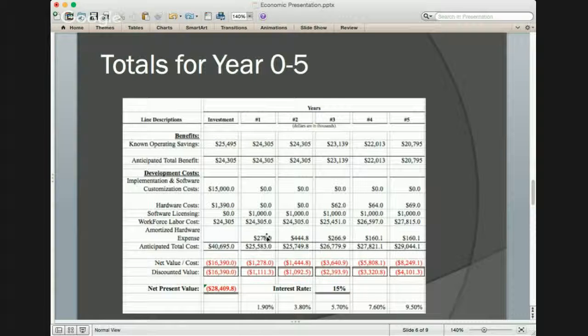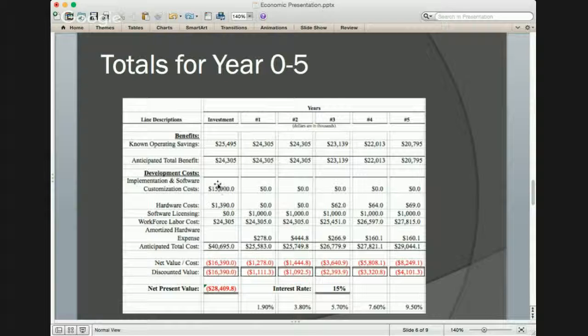The amortized hardware expense, so this is accounting for depreciation. As we go through year 1, factoring in depreciation, the hardware depreciates $278,000 a year, and then the second year it's $444,800 a year, and then it obviously drops off after that. The depreciation lessens. So the total anticipated cost reflected here is $40,000.